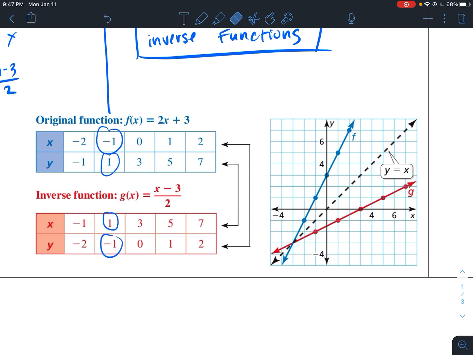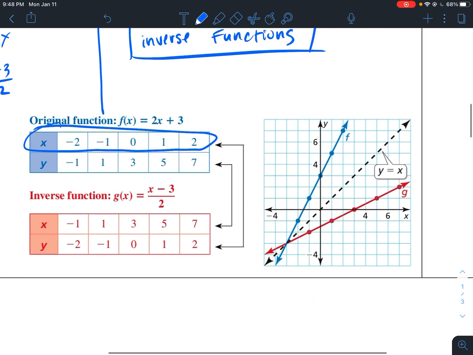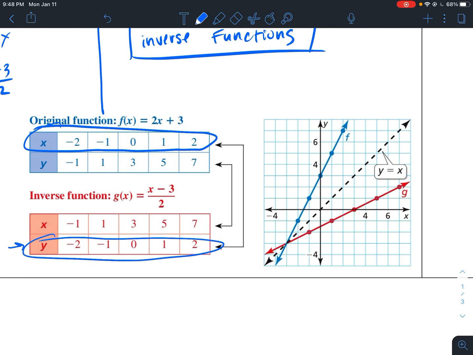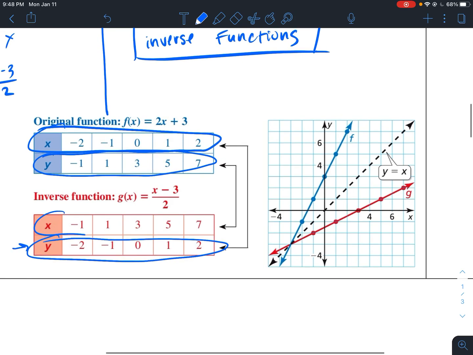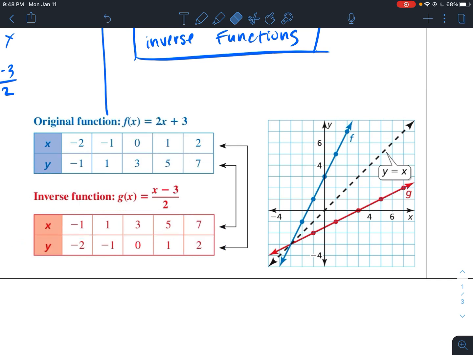is negative 1. So the difference between inverse functions is that their inputs and outputs are reversed. They are changed. You can see that here. So here, this whole x column, which is the input column, in the inverse function is the output column, or output row, sorry. And here the output row in the original function is now the input row in the inverse function. And that's why they're inverses of each other.